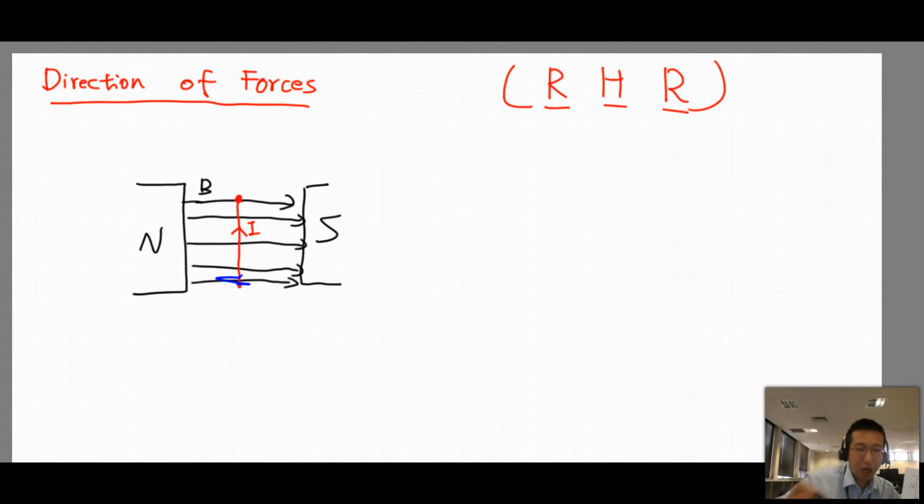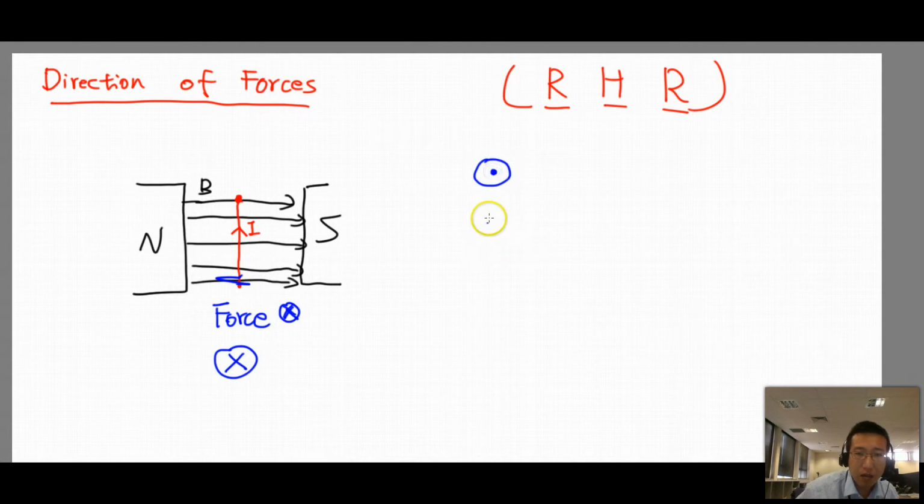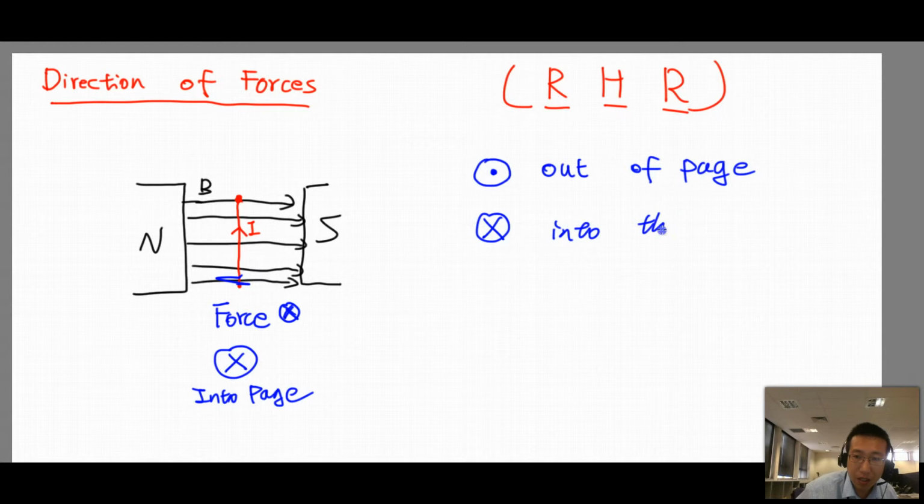So let's label it on our diagram. The force would go into the page. Remember, that's into the page. A circle with a cross means into the page. Let me just refresh you with all this. The circle with the dot is out of the page. It's a symbol for out of page. This one is into the page.